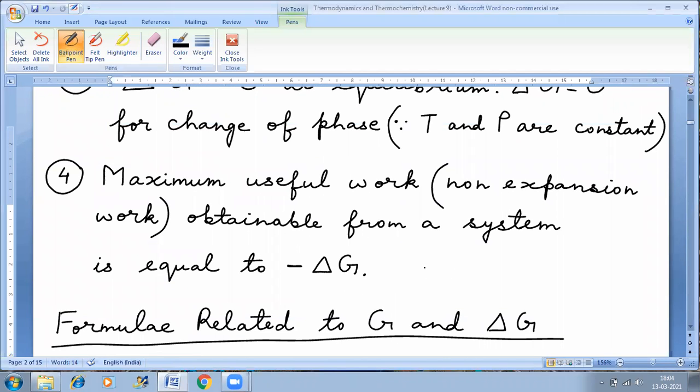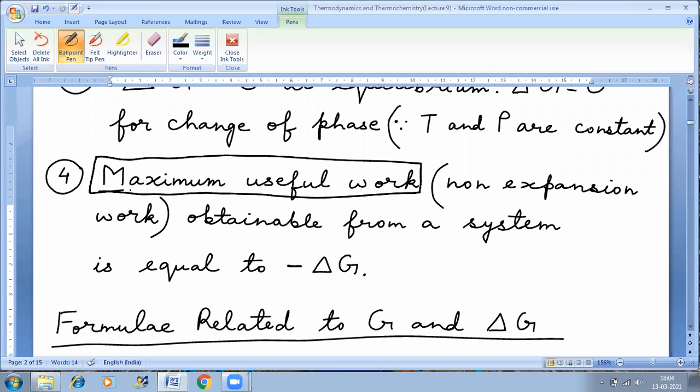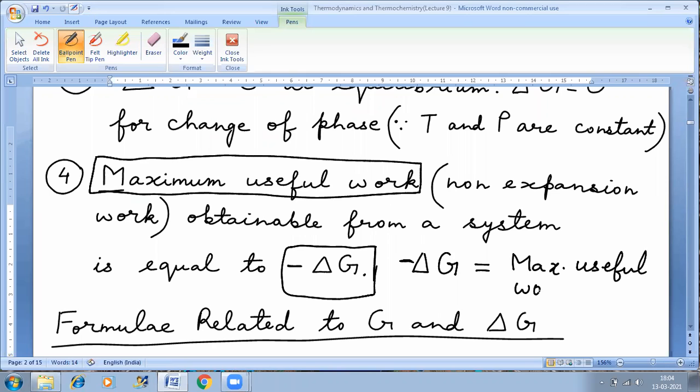And this minus of delta G is given a name. This is the name given: maximum useful work. So if they ask you what is the value of maximum useful work that can be obtained from a system, you will say that it is equal to minus of delta G. So minus of delta G is what? It is maximum useful work that can be obtained from a system.